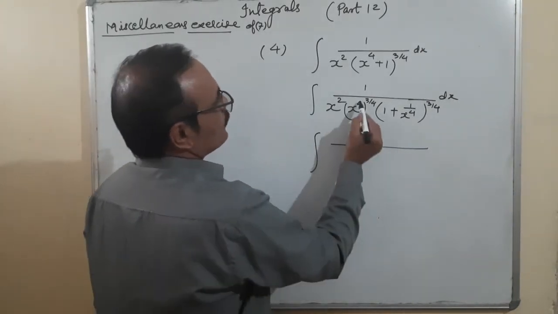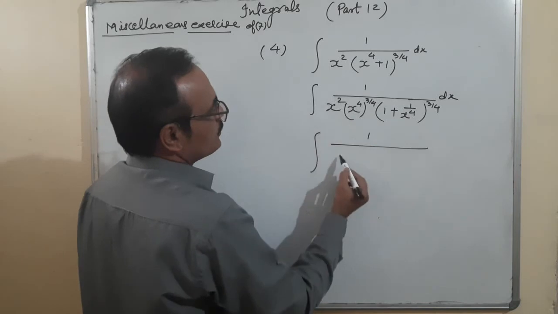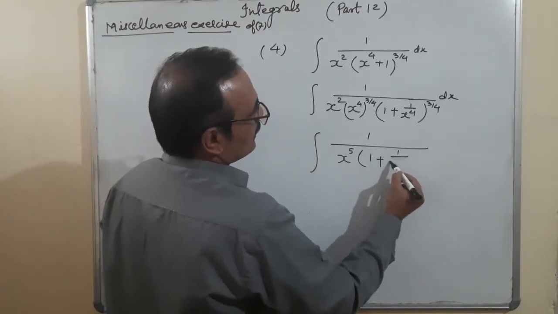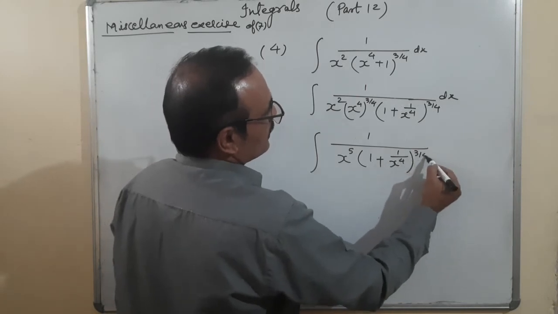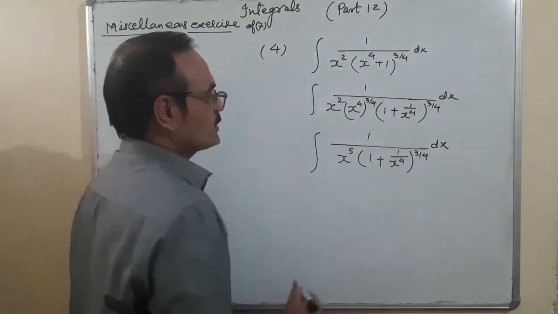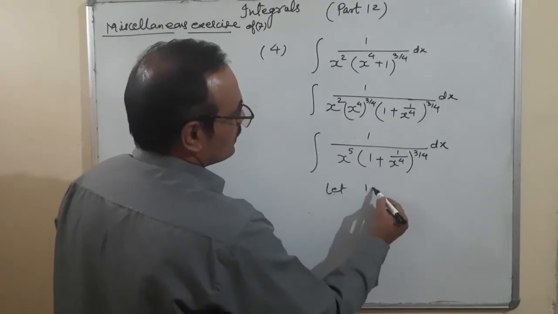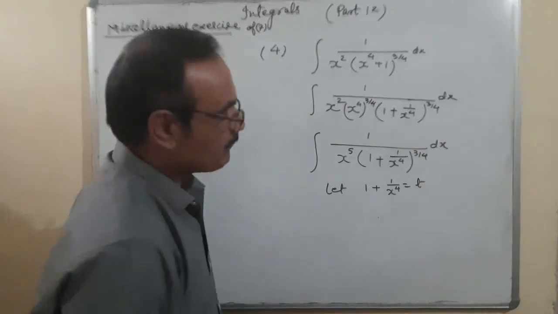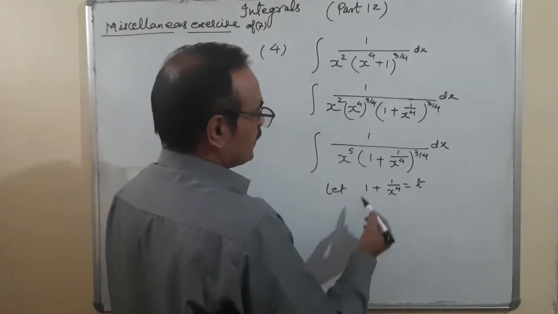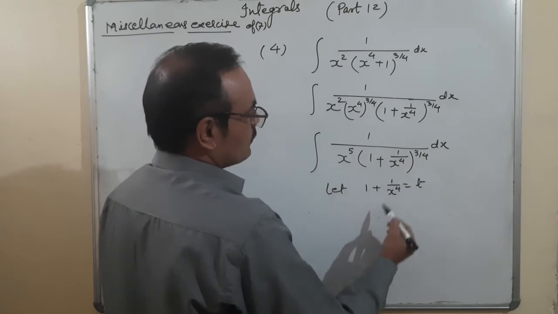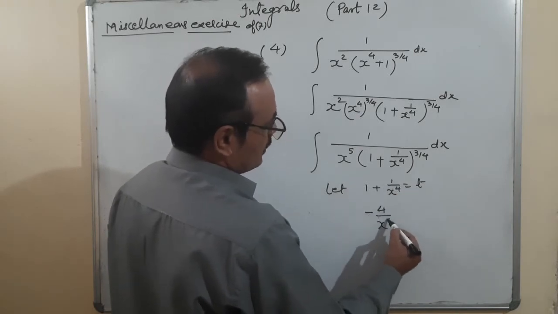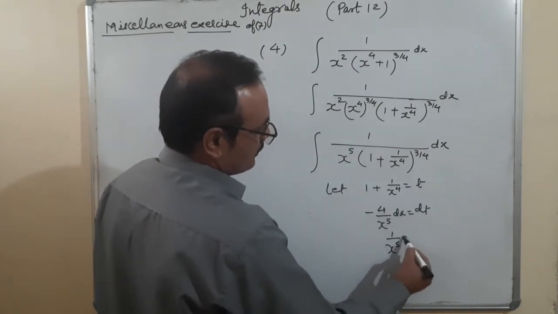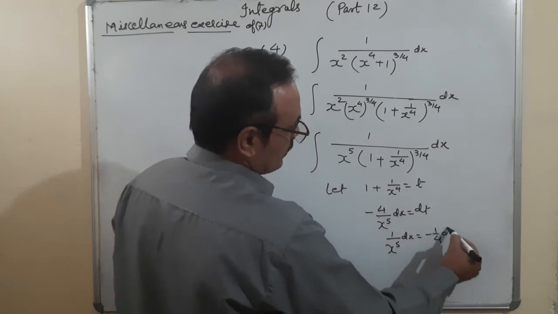1 upon 4 cancel, x to the power 3 into x to the power 2, x to the power 5. 1 plus 1 upon x to the power 4 to the power 3 by 4 dx. And now the term is simple. We'll consider let 1 plus 1 upon x to the power 4 is equal to t. Then differentiate with respect to t. What happens? 0, x to the power minus 4, minus 4 upon x to the power 5 dx is equal to dt. So 1 upon x to the power 5 dx is equal to minus 1 upon 4 dt.